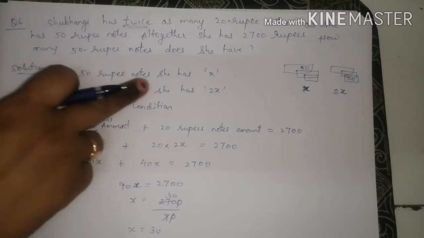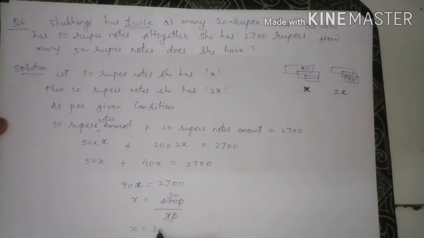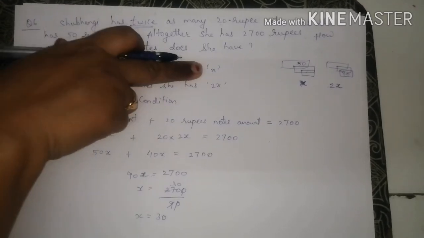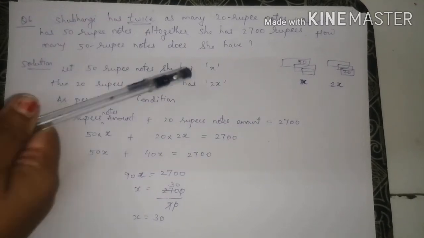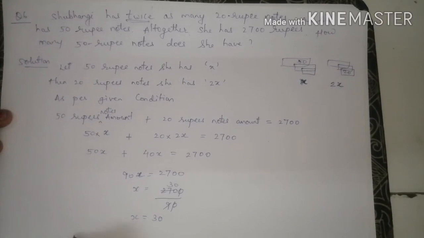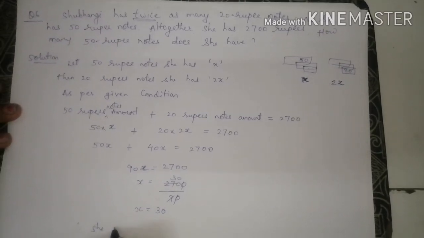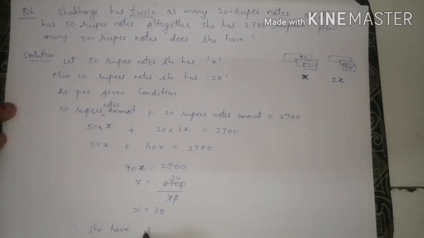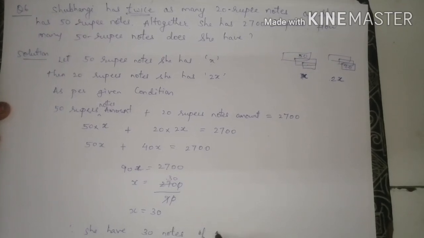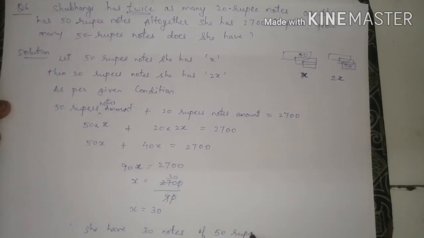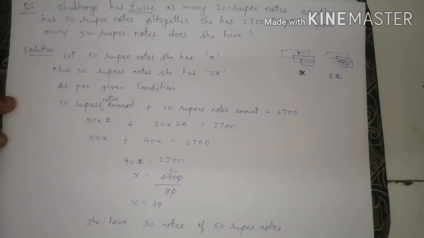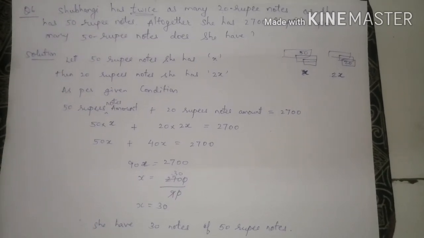That means how many 50 rupees notes she had? 30. We got the value of x, and we had assumed that she had 50 rupees notes as x. So how many 50 rupees notes does she have? 30. Therefore she has 30 notes of 50 rupees. So we have finished question number 6.